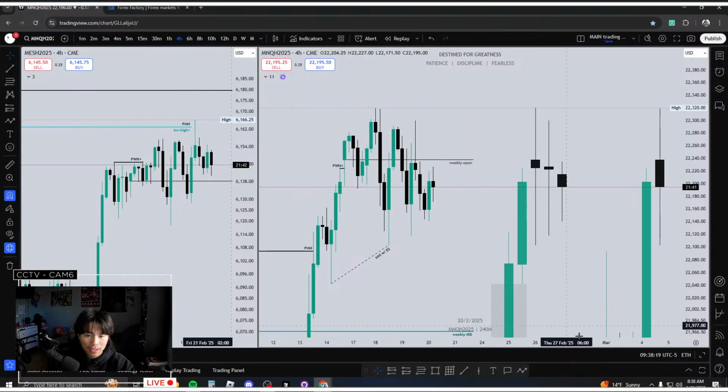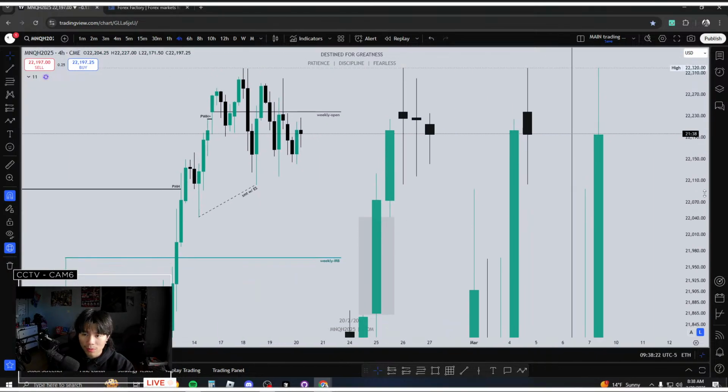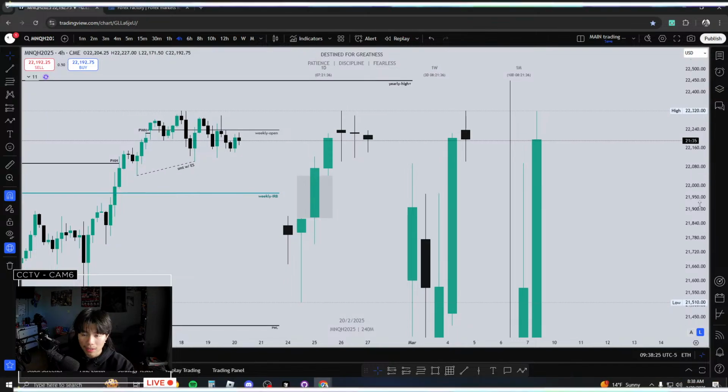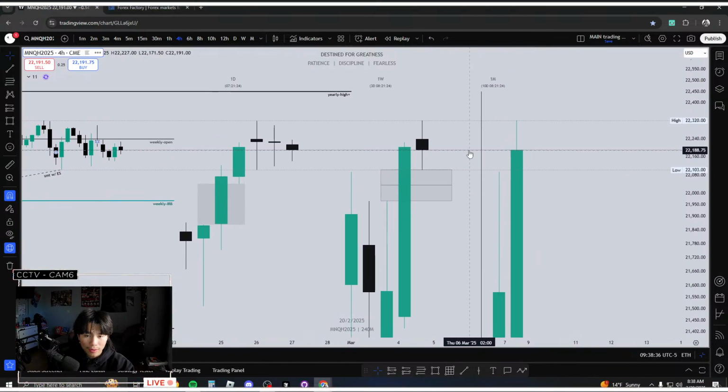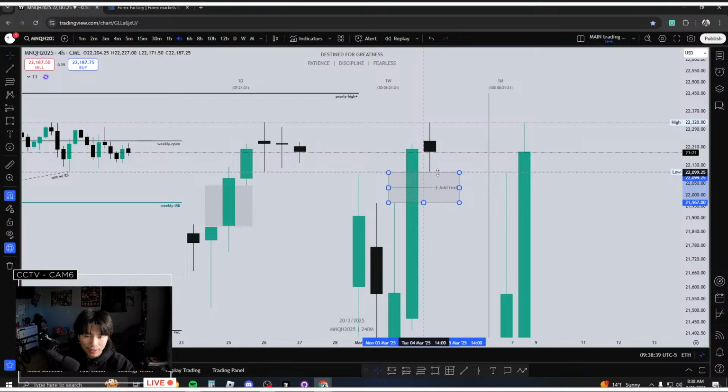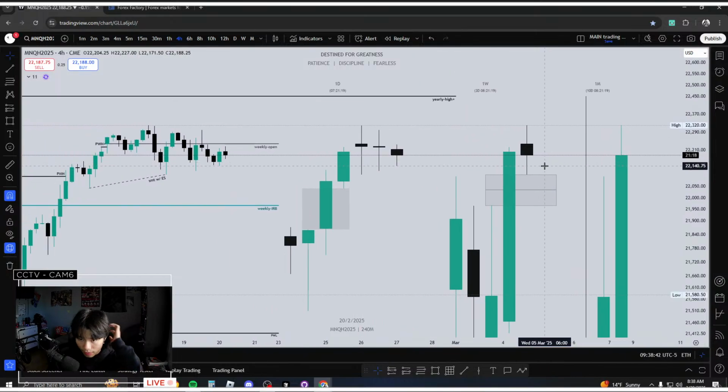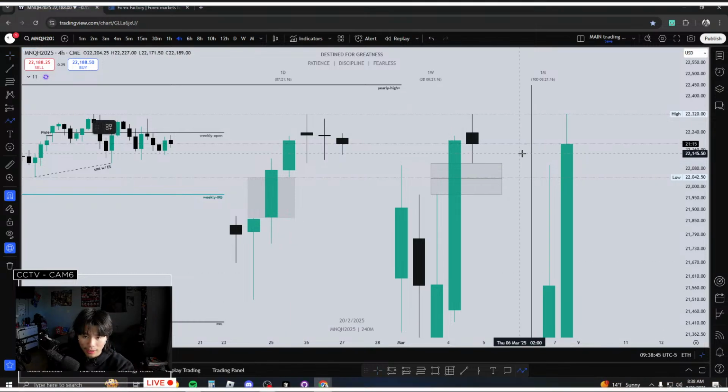Just a lot of manipulation, and if we were to take a look here at the weekly time frame, you can see that we're probably going to create a weekly fair value gap here, right? And if we do create this weekly fair value gap, then it becomes a question of whether we are going to retrace into this fair value gap, meaning trade into it and expand higher, or are we just going to possibly continue higher? That could be the case as well.